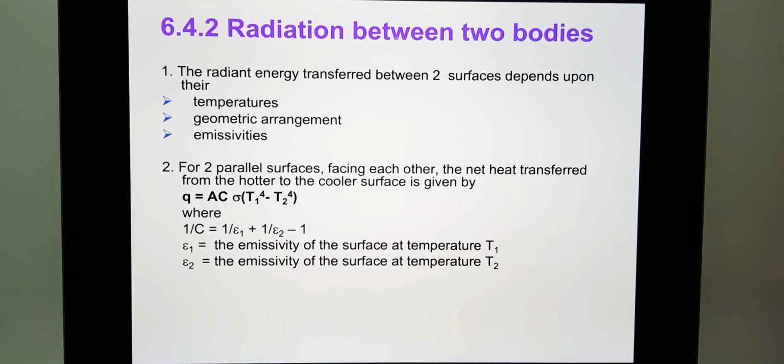Radiation between two bodies: the radiant energy transferred between two surfaces depends upon the temperature, the geometric arrangement, and the emissivities, epsilon.